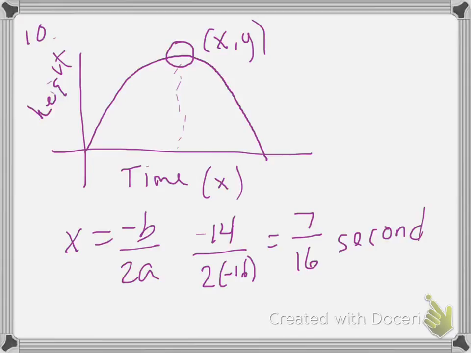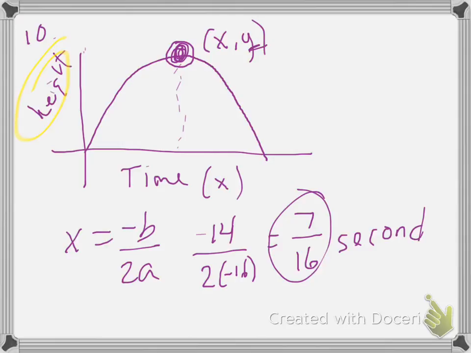And then the next question they asked was to find the maximum height. Well, remember that the height is your y. And so if you look at this point again, at that vertex, you know your y is going to be your highest point. So you can take this 7/16 and plug it into the original equation. And you can look on the answer key if you need to. I'm not going to write it all down. But you can plug it into the original equation and find out what the height was.